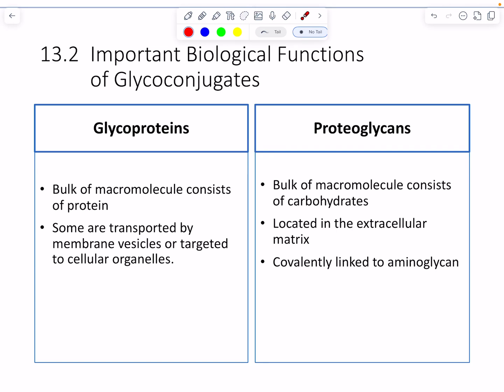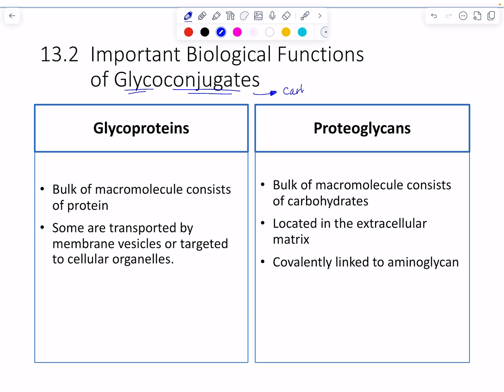In our last installment on carbohydrates, we're going to cover the functions of glycoconjugates. So let's talk about what a glycoconjugate is. It's when you conjugate, or add or covalently link, something to a glycan, right? So we've got a carbohydrate portion, and it's going to be linked to another type of molecule.